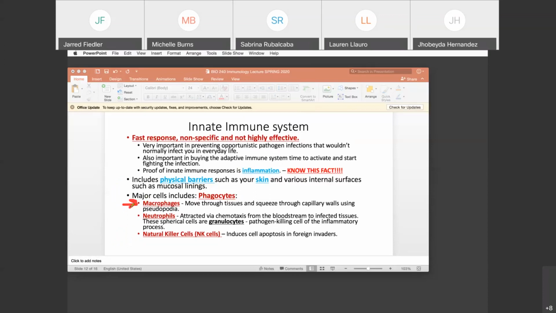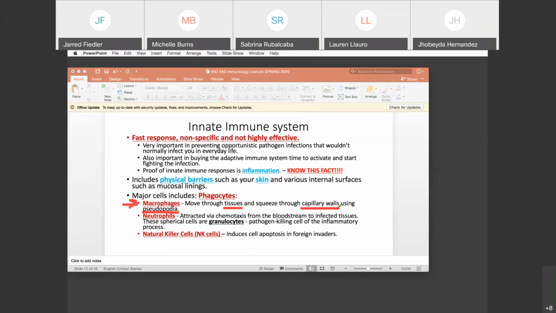Now, macrophages are kind of amoeba-like. They don't have a real form or shape. Okay, they have pseudopods, much like amoebas. All right, they're very similar. Okay, and the reason why they have such a flexible shape is very important for their function. Their flexible shape allows them to squeeze through tissues and capillary walls, okay?